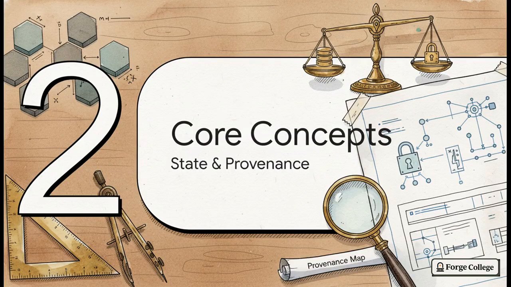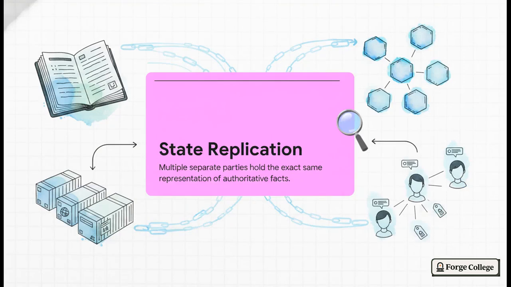All right, moving right along to Section 2. Core Concepts, State and Provenance. Before we actually look at specific industry schematics, let's lay out our core tools on the drafting table. First up is state replication. Put simply, this just means everyone is looking at the exact same master copy of the facts. Think about it. If we're all staring at the exact same authoritative ledger, we literally can't argue about what just happened. It mathematically kills disagreement right out of the gate.